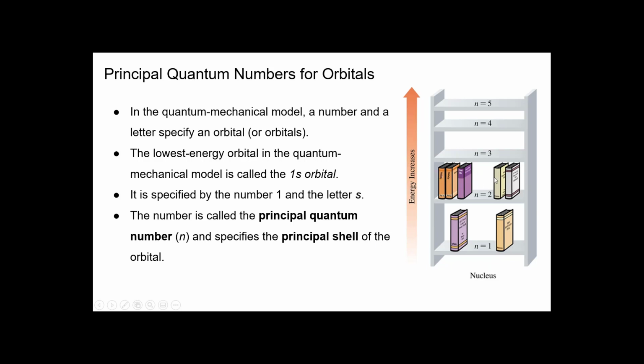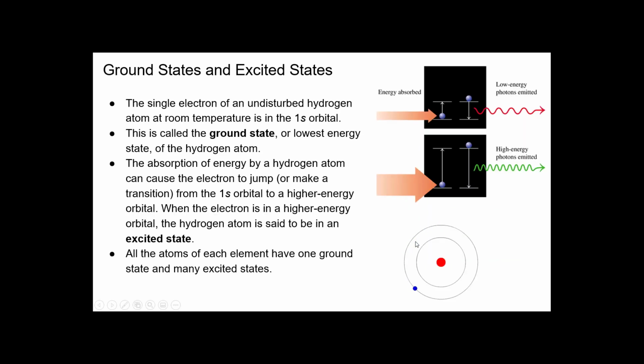And let's say that these books are the bedrooms on this shelf. You can see they're different colors because they're different rooms. These are not all the same books, so we can't treat them the same. And then n equals 3, and so forth. The single electron of an undisturbed hydrogen atom at room temperature is in a 1s orbital. Hydrogen has 1 electron, so it can only fill 1 orbital, and that is the lowest orbital, 1s. So the electron will take up the 1s orbital.